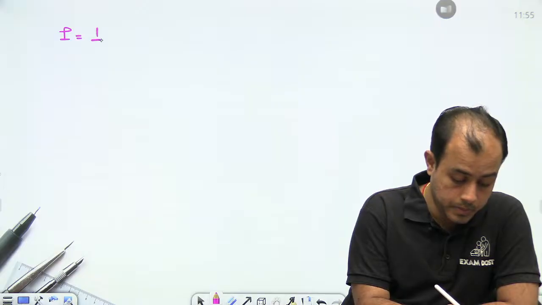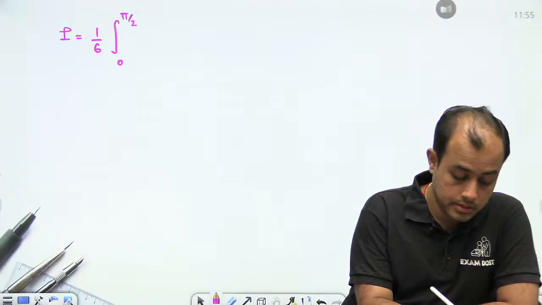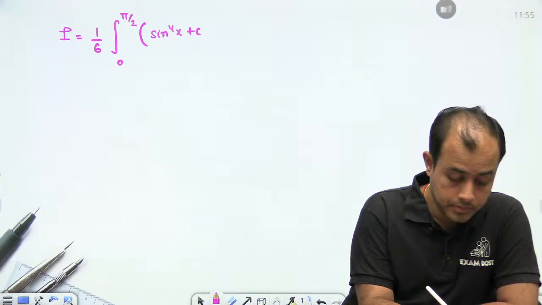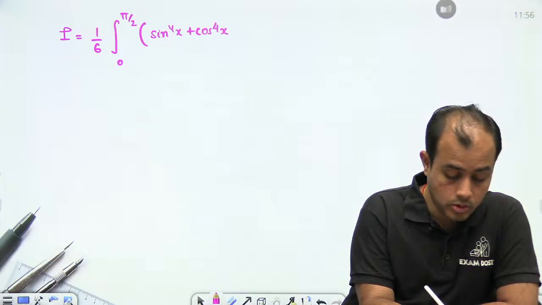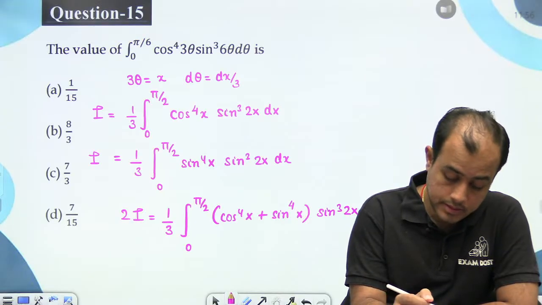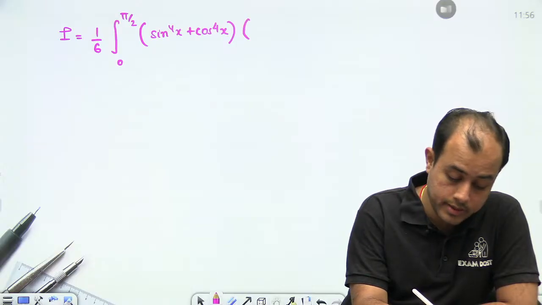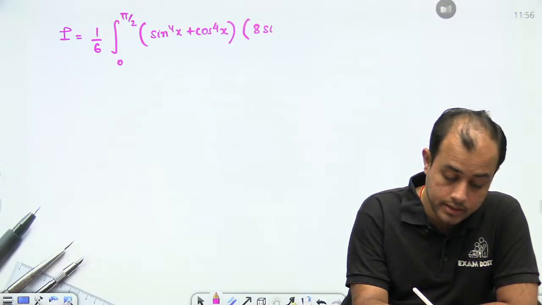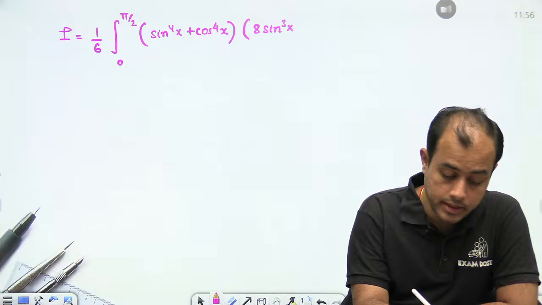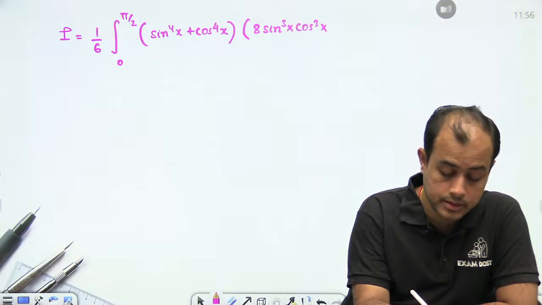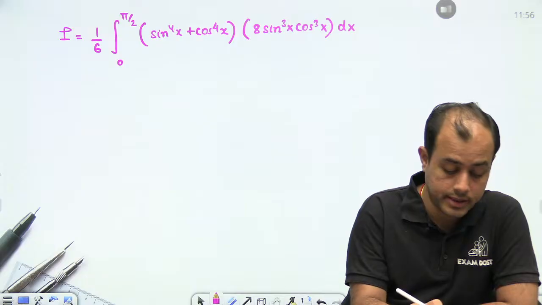कर तो सकते हैं एक्सपैंड, मैं कुछ और ट्राई कर रहा हूं इसमें. Sin 4x cos 4x sine cube 2x. Sine cube 2x is actually 8 sin cube x cos cube x. मैंने 2 sin x cos x में तोड़ लिया.